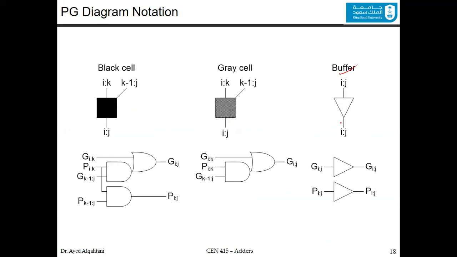Sometimes we use it to make the BG diagram easy to understand. We have the gray cell. This is the one that we just discussed. We have the black cell, which means it's like the gray cell, but there is something else more that makes it black. So the thing is, it is the propagation. We have the generation, which is similar to this one. We have also the propagation, which is basically the propagation in the same stage and the propagation of the previous stage. So if you add them together, you get the propagation signal, as you can see here.